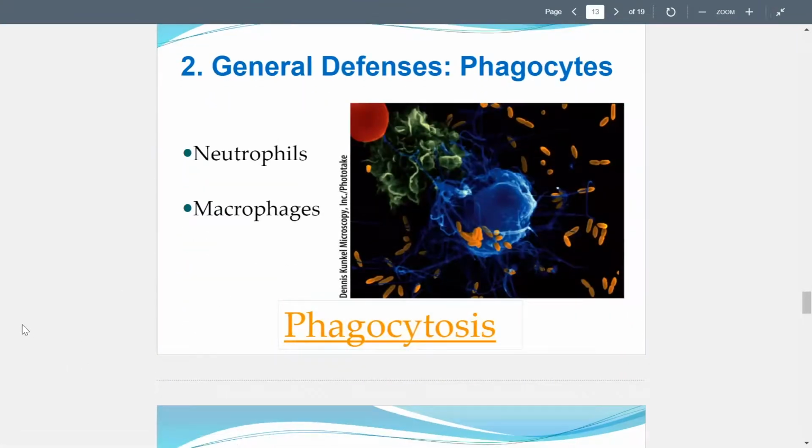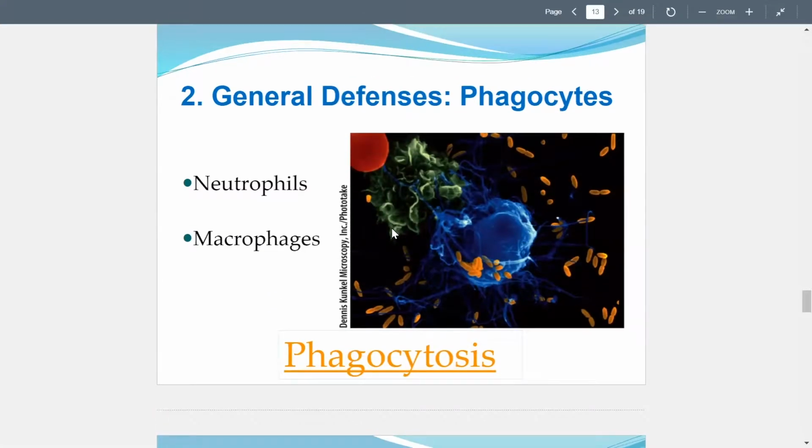General defenses again, phagocytes. They are white blood cells, correct? Yes, white blood cells. So those are the good guys. They're going to release neutrophils and macrophages. They're white blood cells, so they're just going to come in whenever they're needed.